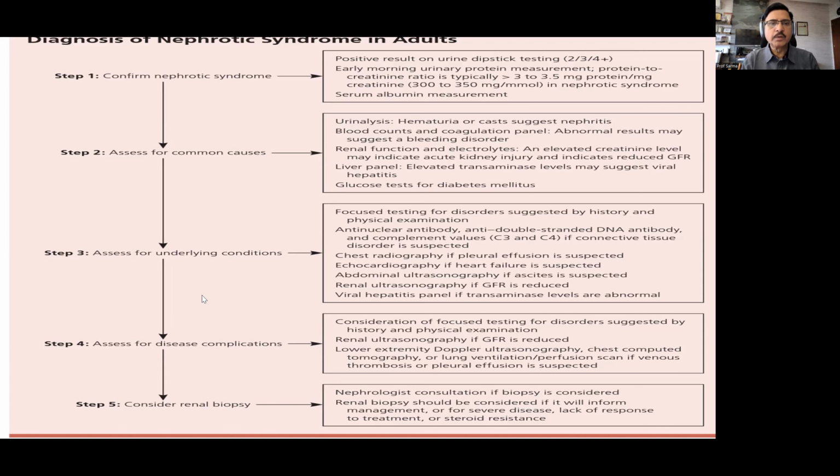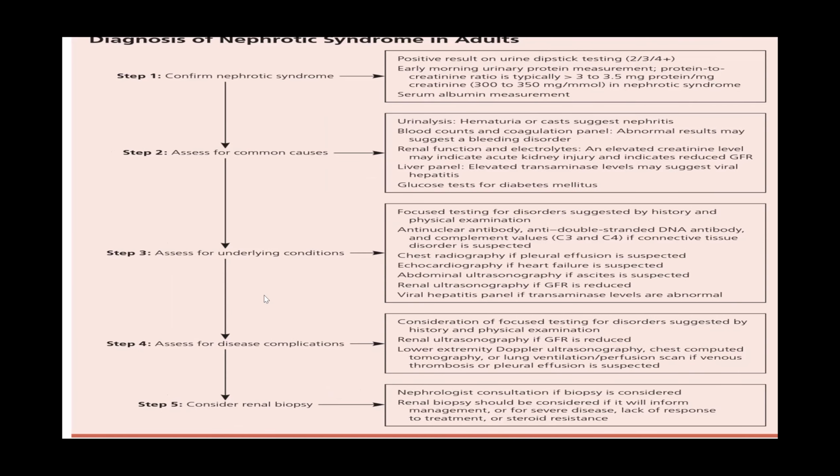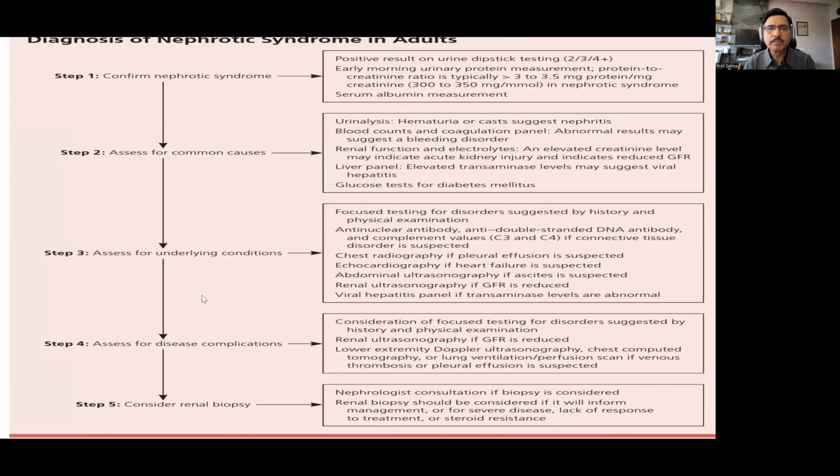Okay, next. For underlying causes, based on history and physical examination, we'll go for further investigations. For autoimmune causes, antinuclear antibody, anti-double-stranded DNA, and complement levels for SLE. Again, as I told you, these are not routinely required unless you are suspecting a secondary cause of the nephrotic syndrome. In primary nephrotic syndrome, we don't need to evaluate all these things. This is for assessing the underlying condition, that is, for the secondary disorder. Step 3. Okay.